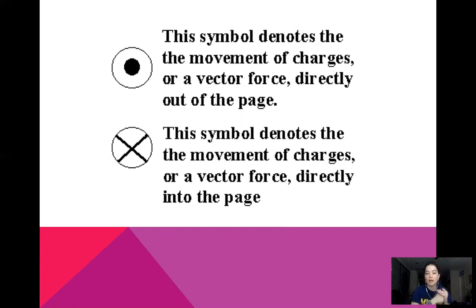I remember when I first learned this, my physics teacher said, if you have a piece of paper and you go into it, it makes that hole, and that's where the symbol kind of comes from. Whereas if you pull out of the page, the paper comes out with it and looks a little bit more like an X, and that's where the X comes from. Take it or leave it, maybe just memorize it, whatever works best for you.